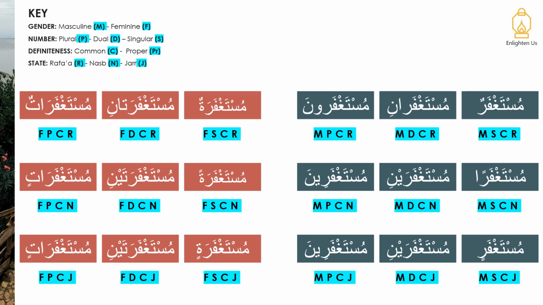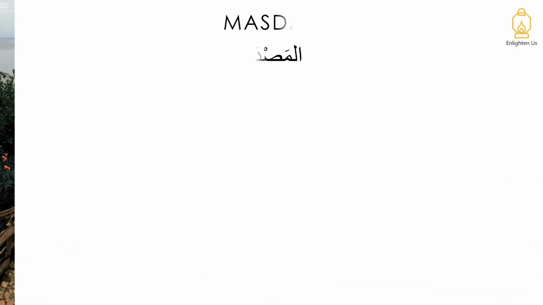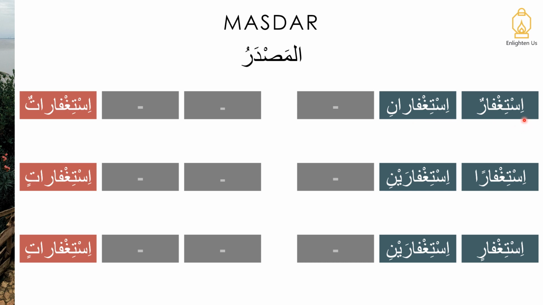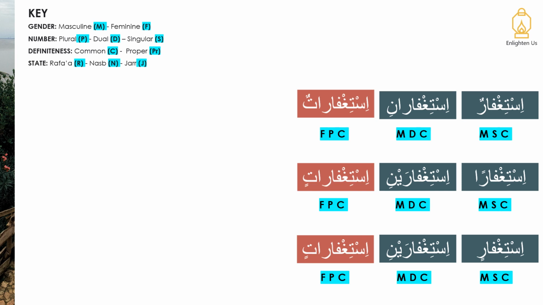Now let's move on and have a look at our final ism, the masdar. So the masdar here is istighfar. So istighfarun, istighfaran, istighfarin, istighfarani, istighfaraini. And again, as we've seen previously, the masdar is not pertaining to a person, but rather a concept. So in order to pluralize, we are going to use the feminine plural. So we're going to use istighfaratun, istighfaratin. And again, if I bring up the key, that should show you the characteristics of each of those isms.